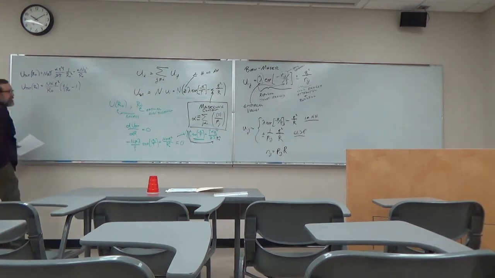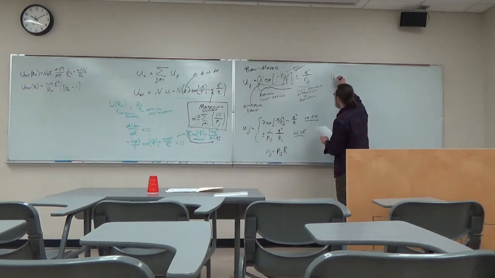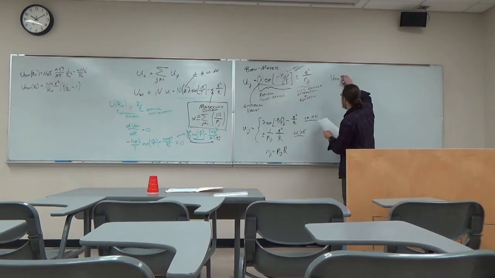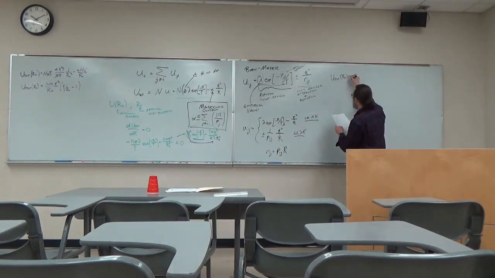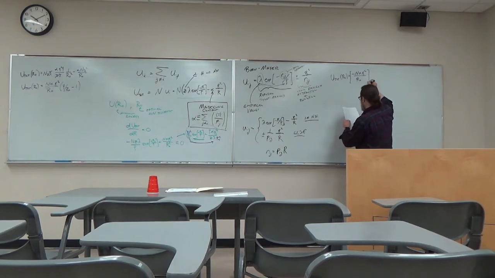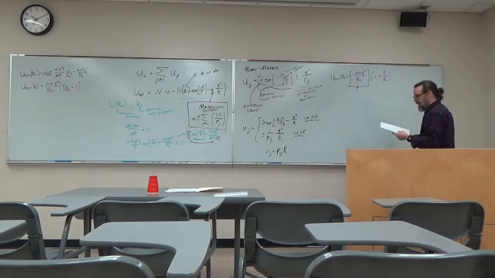And this, I'm going to collect over on this side because we'll be using it again. This is U_tot at the minimum, at the optimal separation. So the minimum total energy is equal to minus N alpha q squared over r naught, times 1 minus rho over r naught. And this term on the left is called the Madelung energy.